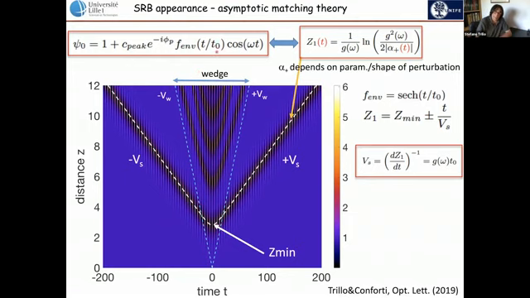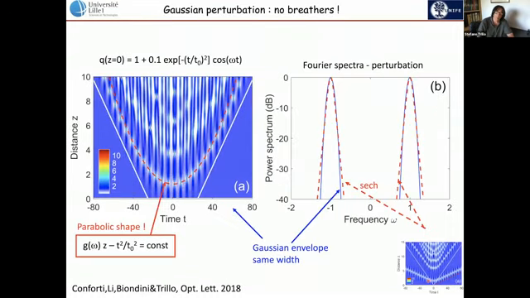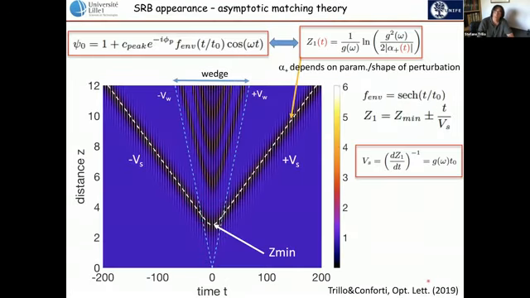If I go back very briefly to the previous slide, you can calculate the velocity rigorously through the IST, and you get this number. But if you do the perturbation, like that formula tells, it's very, very near. So it's a very powerful approach, in my opinion.